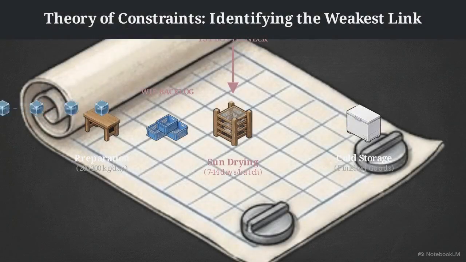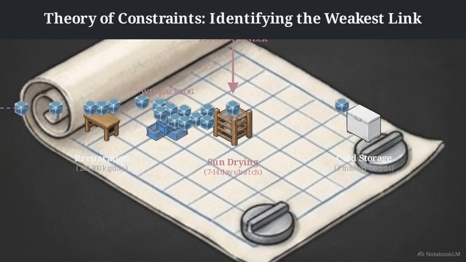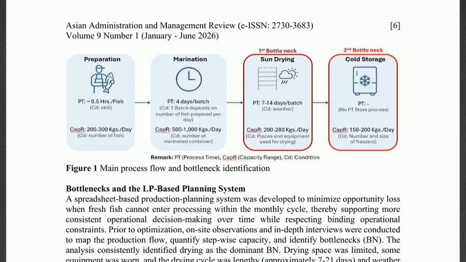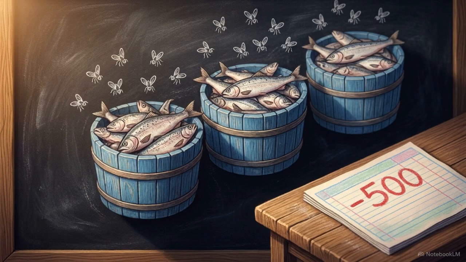The theory of constraints dictates that any production system is ultimately governed by its weakest link. That single point dictates maximum throughput. Here, sun-drying is clearly identified as the system's dominant bottleneck due to total weather dependency and extended cycle time. Without mathematically managing this specific constraint, sudden raw material spikes will generate growing work-in-process queues and immediate financial loss.